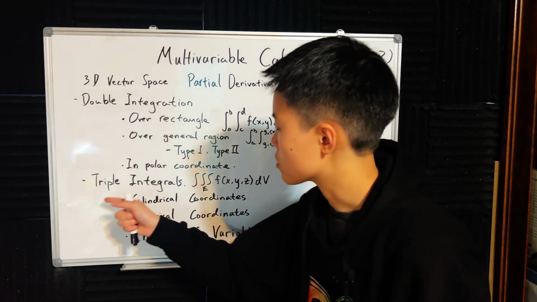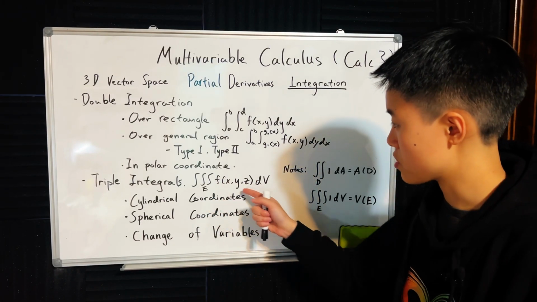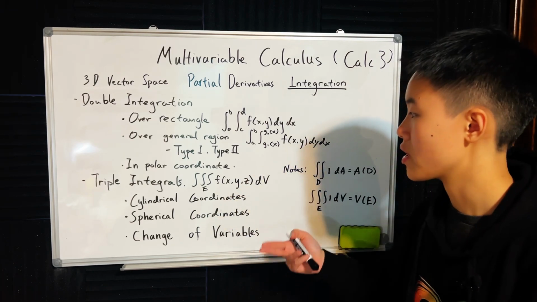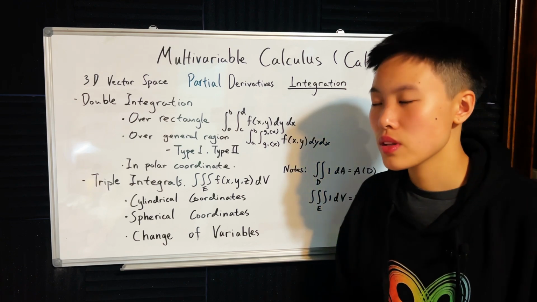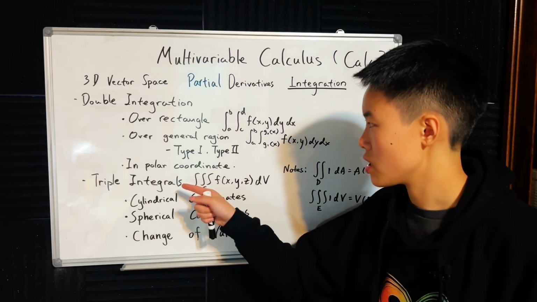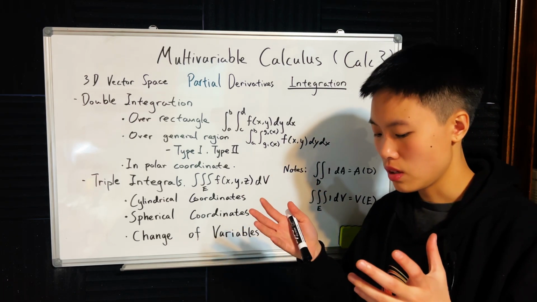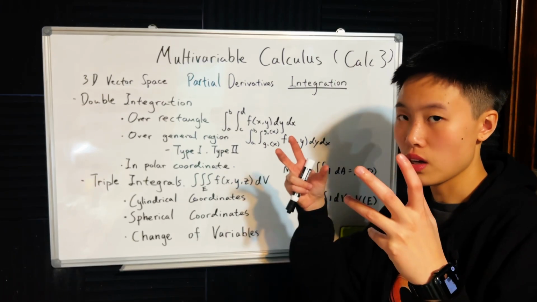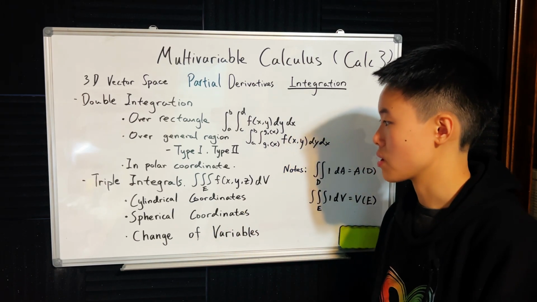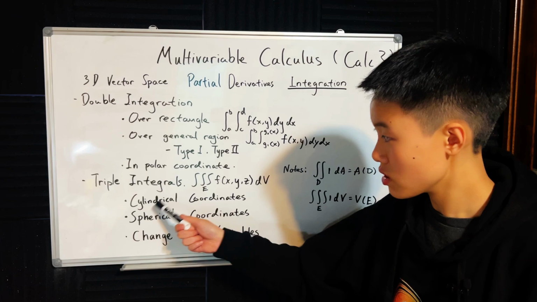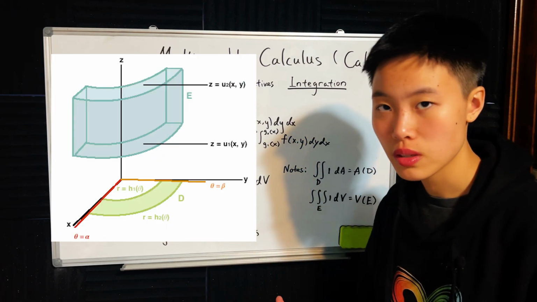And now moving to triple integrals, where you're going to be given a function of a surface with three variables, x, y, and z, and then you're going to do the integral 3 times. The main point in this unit is to convert the given function into different coordinates to find them more easily, basically. First, you're going to learn how to find it in cylindrical coordinates, which is basically polar coordinates but in 3D.